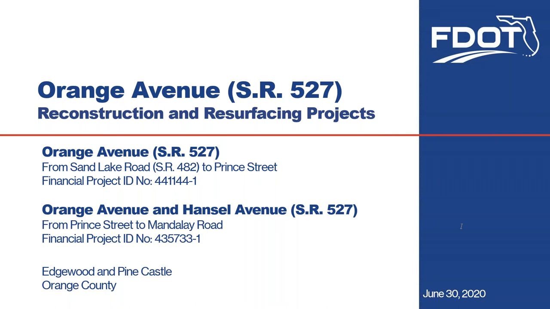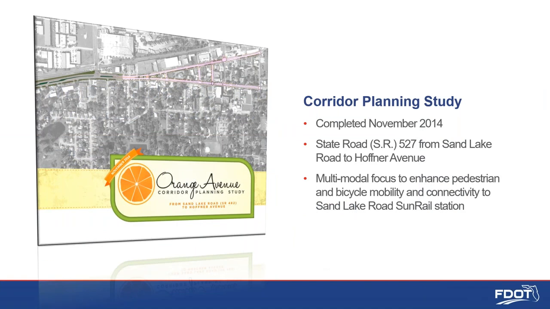So in November 2014, FDOT completed a corridor planning study of State Road 527 from Sand Lake Road to Hoffner Avenue. The study focused on enhancing multimodal features like pedestrian and bicycle mobility and connectivity to the Sand Lake Road SunRail Station. The final recommendations of the corridor planning study were used to guide the intent for these reconstruction and resurfacing projects that we're going to share with you this evening.